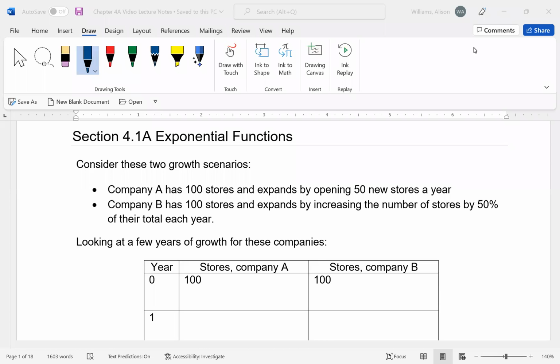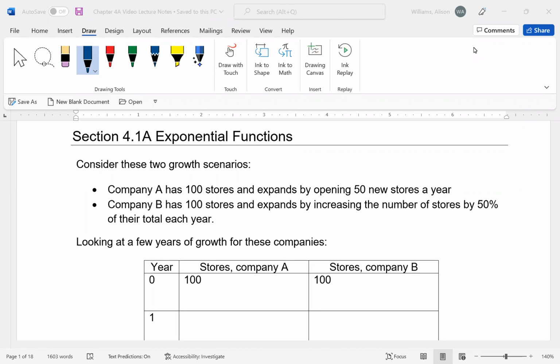In this video, we're going to talk about exponential functions. So I want to do this by example, and I have here two growth scenarios for us to look at. Company A has 100 stores, and they're going to expand by 50 stores every year. And company B has 100 stores also, but they're going to expand by increasing the number of stores by 50% of their total each year.